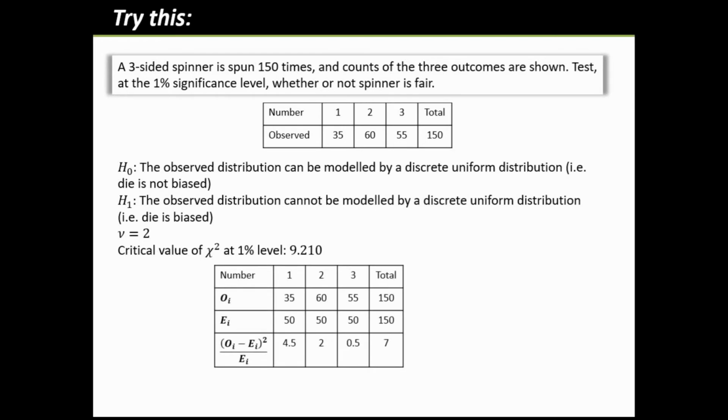And we can work out our O minus E all squared over E values and find the total of those, which comes out to be 7. And then we compare that to our critical value. Again, it's less than our critical value, so it doesn't fall in the critical region, so we do not reject H0, and we cannot conclude that the spinner is biased. We would accept that it is an unbiased spinner.